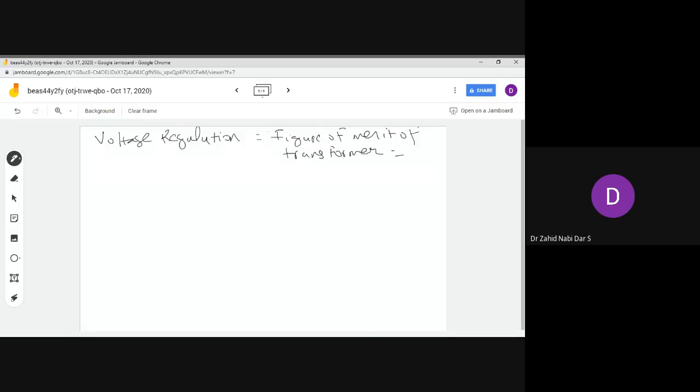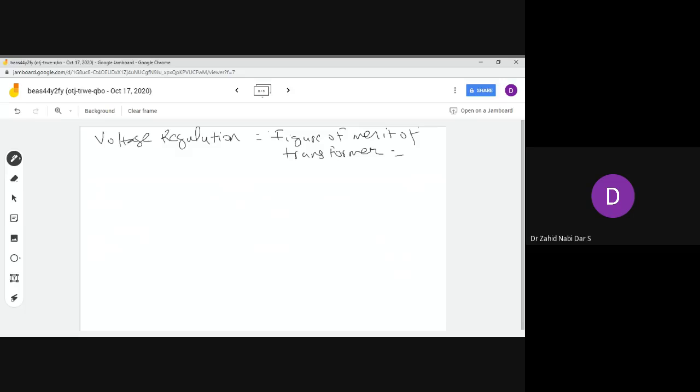Sir, voltage regulation should be low, then efficiency will be high. Voltage regulation should be low. So if the voltage regulation is low, the efficiency would be high. But what voltage regulation basically is, is the figure of merit, meaning how worthy the transformer is for operation. Basically, voltage regulation is the variation of the transformer voltage from no load to full load.